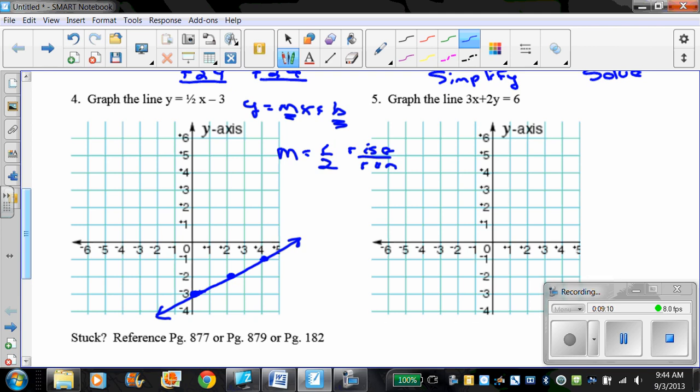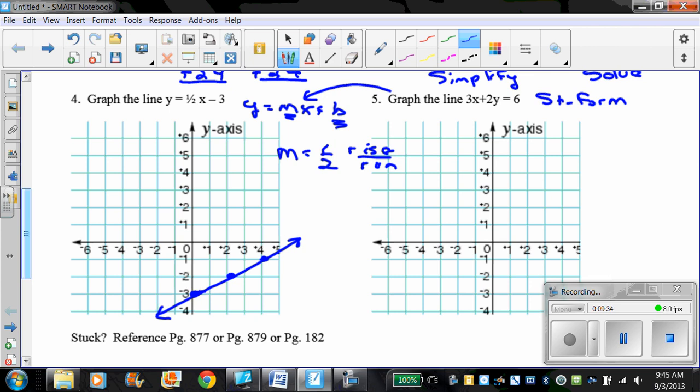Now, this number 5, here's what's interesting about this. It says graph the line 3x plus 2y equals 6. Now, some of you may want to put it in slope-intercept form, because right now it's in standard form. It's not in a form that's easy to graph. So again, you could definitely put it in slope-intercept form, y equals mx plus b.